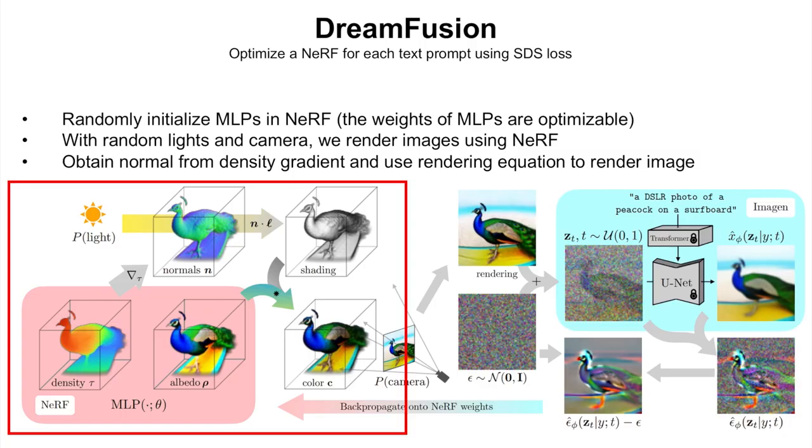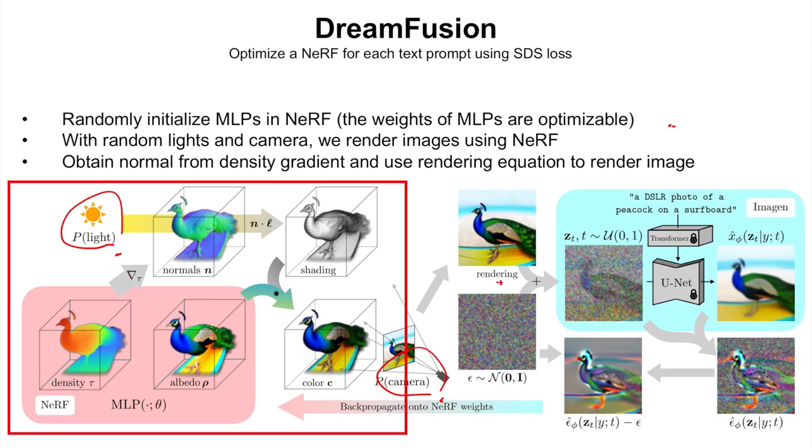So the first stage is we randomly initialize the MLPs in NeRF. NeRF consists of some MLPs, right? The weights of the MLPs are optimizable. Then, with random light and camera, we render images using NeRF. That is a typical NeRF, there's nothing special. And then we have a rendered image.